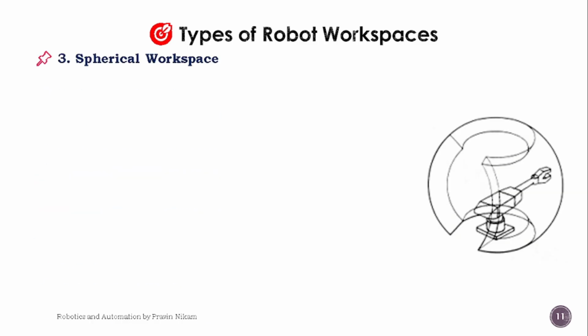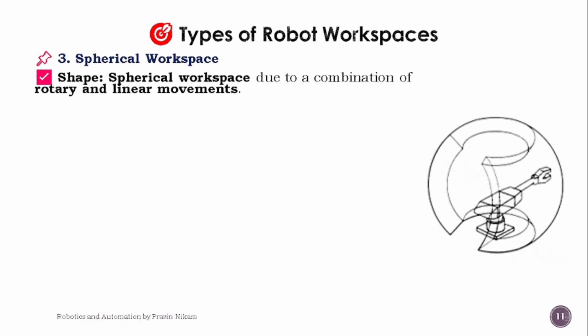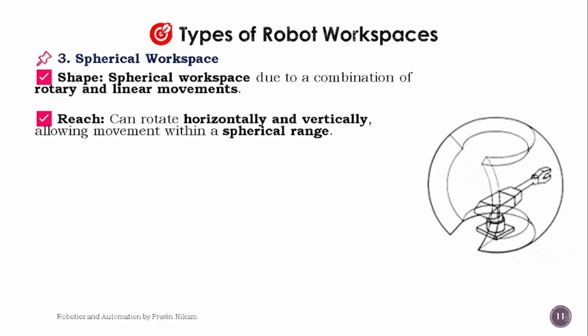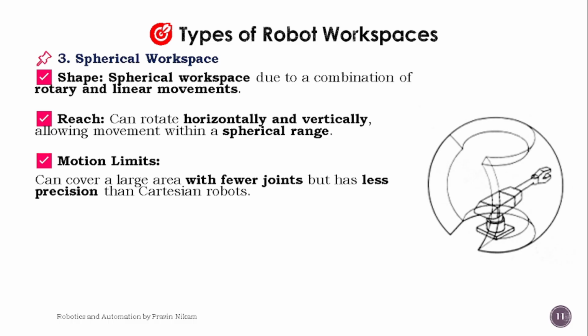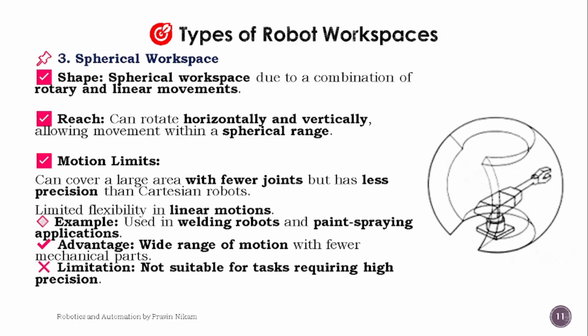The third type of workspace is spherical workspace. Shape is a spherical workspace due to a combination of rotary and linear movements. Reach: can rotate horizontally and vertically, allowing movement within a spherical range. Motion limits: can cover a large area with fewer joints but has less precision than Cartesian robots. Limited flexibility in linear motions.